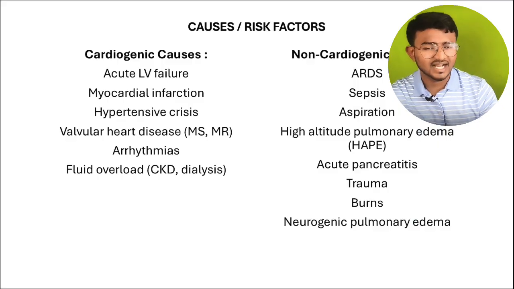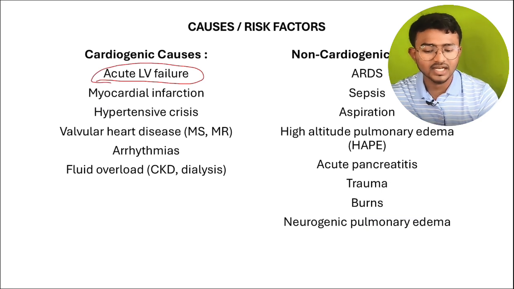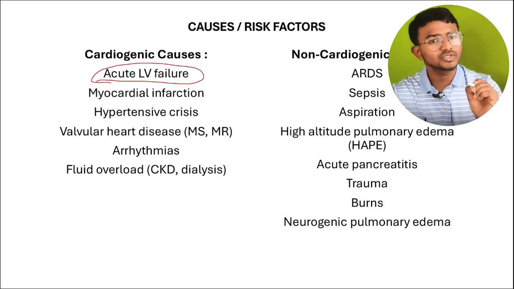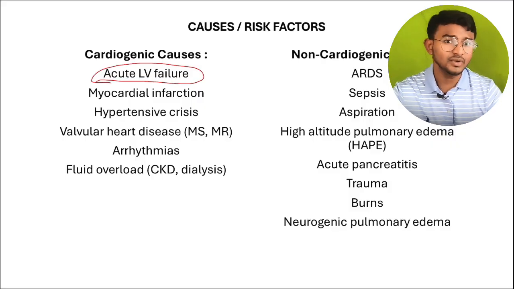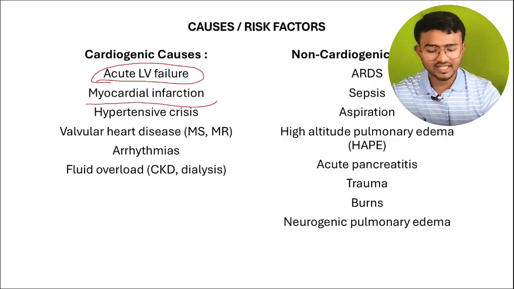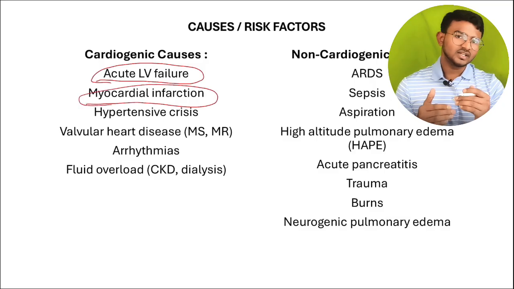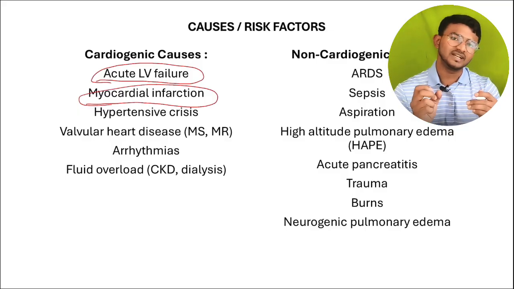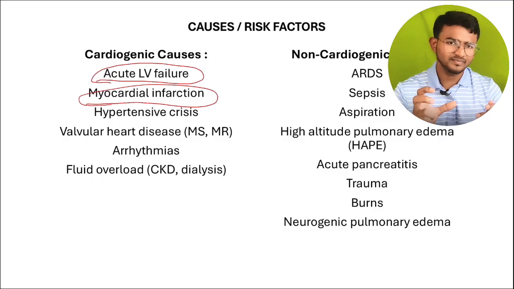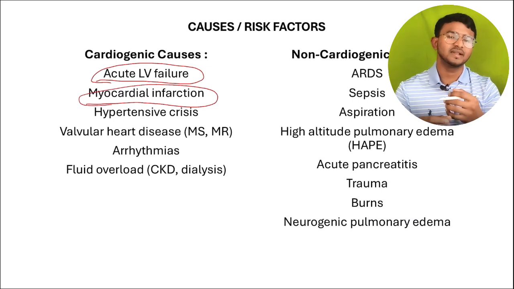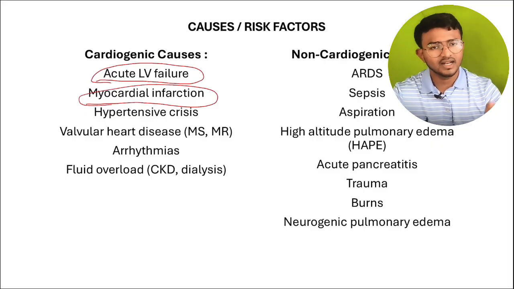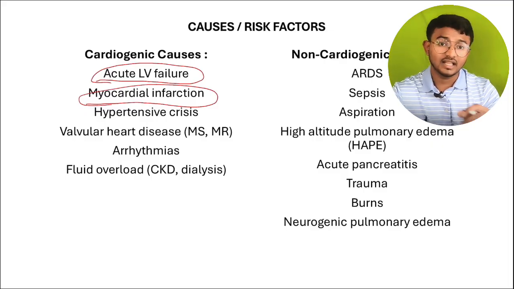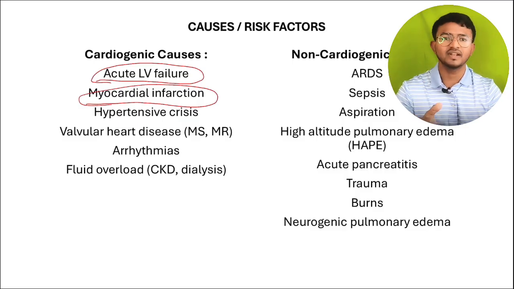Okay, so in cardiogenic causes, it's related to acute left ventricular failure. Mostly this is the most common condition we can see with pulmonary edema. So next one we can see myocardial infarction. How? In acute left ventricular failure, because of the increasing left ventricular chamber size, the heart is not pumping enough. So because of that, the backflow will happen. The blood will go back to the left atrium, and because of that, to the pulmonary veins, and the pulmonary edema will happen in the lungs.